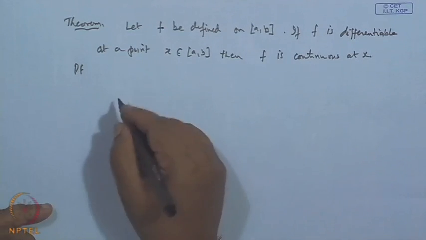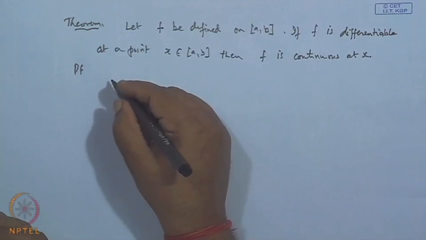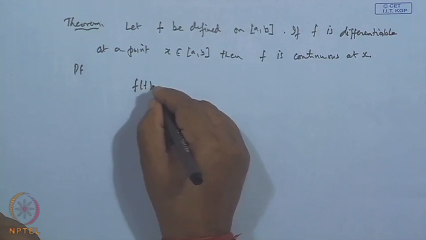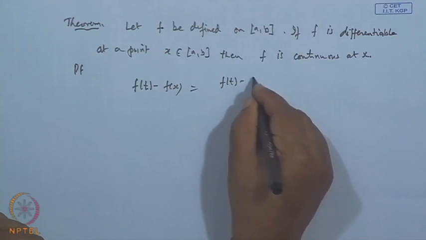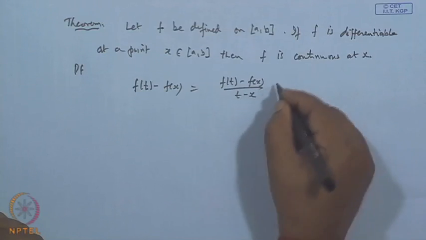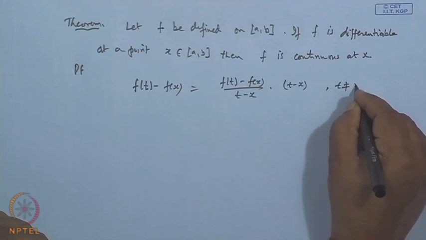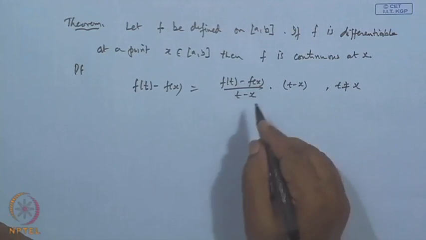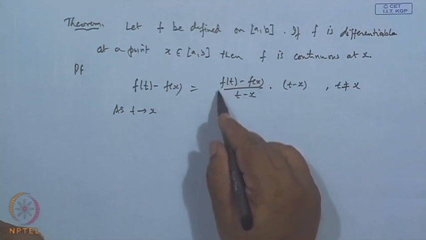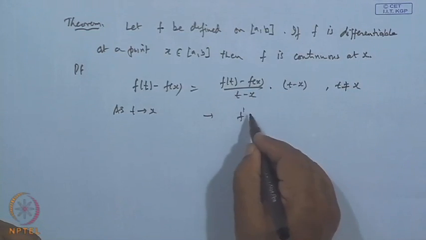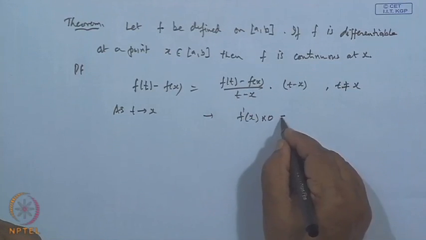Okay. We want the continuity. So, let us take the point t which goes to x. Take f of t minus f of x. This can be written as f of t minus f of x over t minus x, into t minus x, where t is different from x. So, obviously, this is well defined. Now, as t goes to x, this gives the derivative f prime x by definition, and this part will give 0. So, the total will be 0.